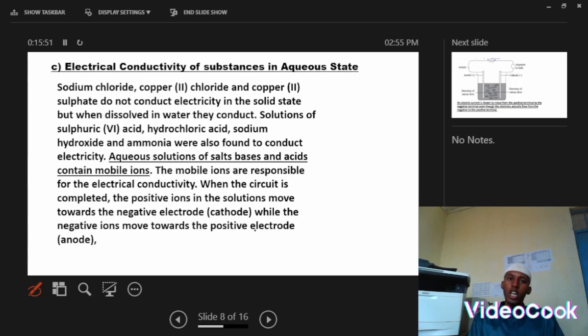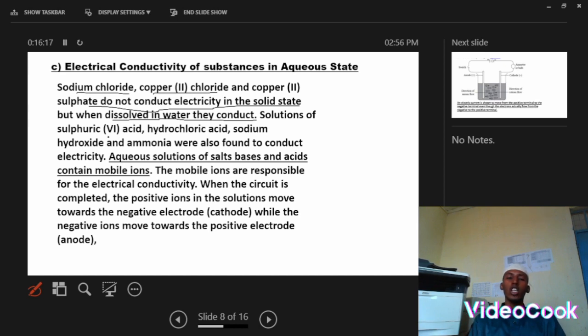Number C, we go to electrical conductivity of a substance in aqueous state. Aqueous means in solution form. Sodium chloride, cobalt(II) chloride, and cobalt(II) sulfate do not conduct electricity in solid state, but when dissolved in water they conduct. Remember, when we dissolve those salts in water, they become an aqueous solution.